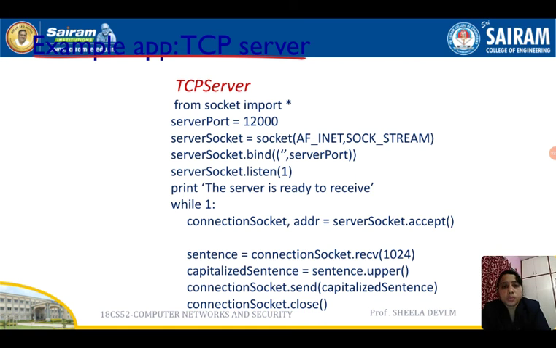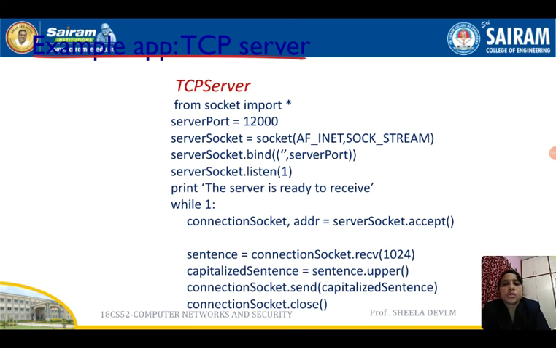So from socket import star, as usual it imports all the functions. Then server port is equal to 12,000. So whatever port it is creating, it should assign some port number. So the server is assigning the port number 12,000. And the server socket is equal to socket of AF underscore INET comma SOCK underscore STREAM. As I said, AF underscore INET indicates IPv4 address and SOCK underscore STREAM indicates that it is going to use the TCP protocol.